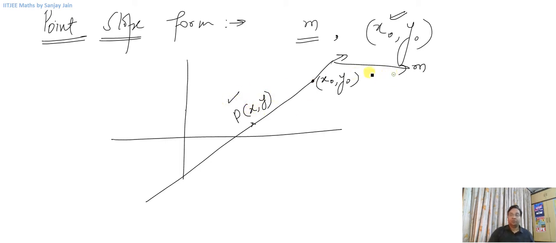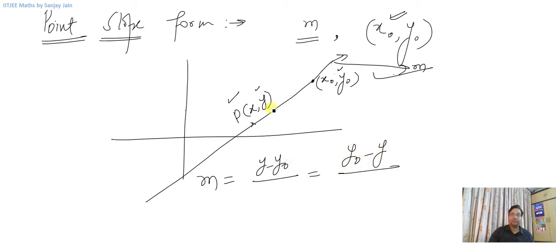Now the slope of this line m will be equal to y2 minus y1, that is y naught minus y in this case. I should have written y naught minus y, or y minus y naught also I can write. But if I write y minus y naught, then I'll have to write x minus x naught in the denominator. Or if I write y naught minus y, then I'll write x naught minus x in the denominator. These two expressions are the same.